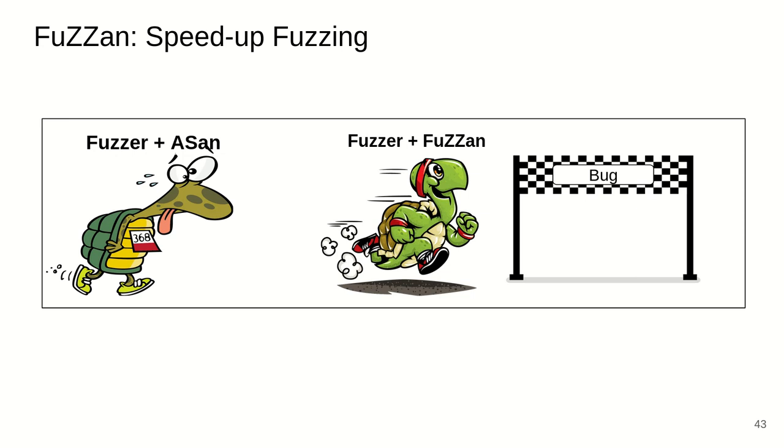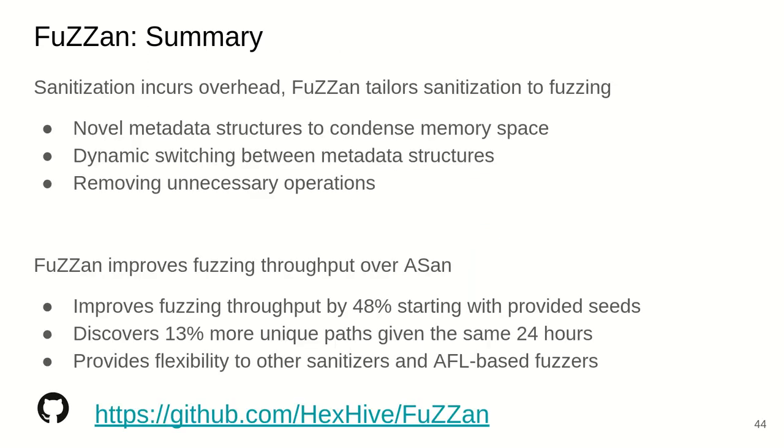And it tells us that even though AddressSanitizer is a great engineering tool, or a great testing tool, a little bit of engineering that customizes it towards the use case of fuzzing still gives us a bit of a performance boost, enabling us to improve the overall execution. So sanitization incurs overhead, and FuZZan allows us to tailor sanitization to fuzzing. So this is a customization to this use case. Novel metadata structures condense memory space, and the dynamic switching between metadata structures allows us to select the best option at all times and removes unnecessary operations.